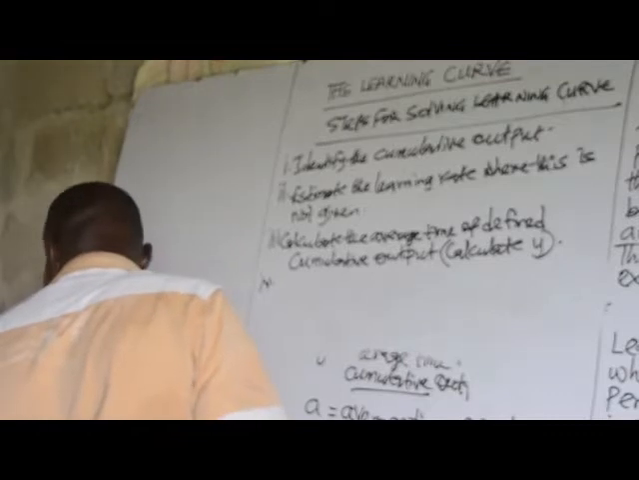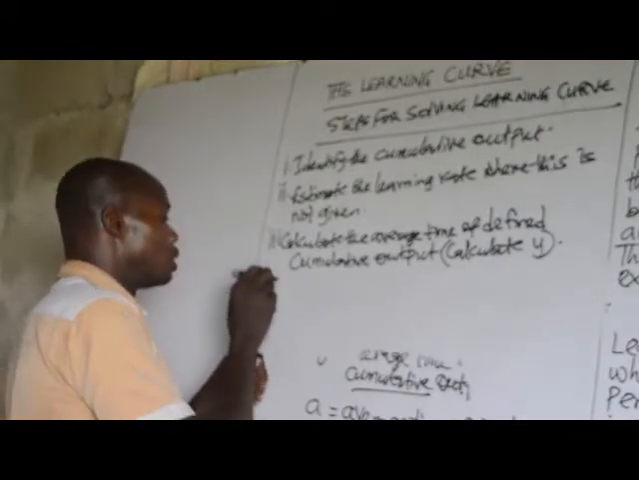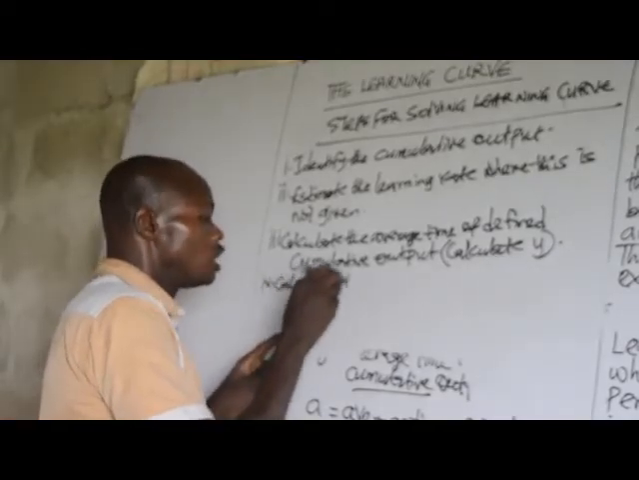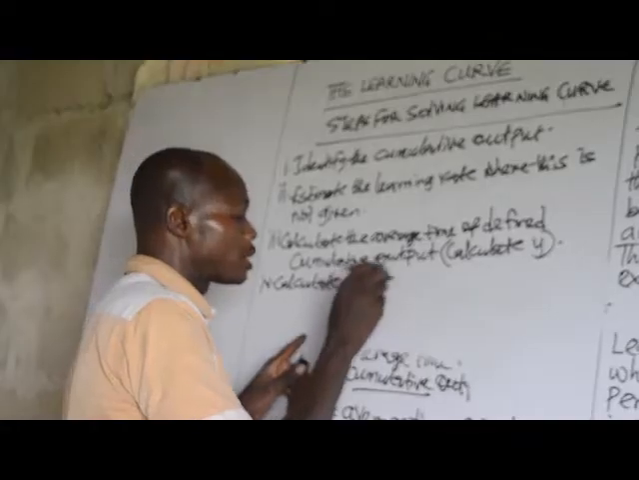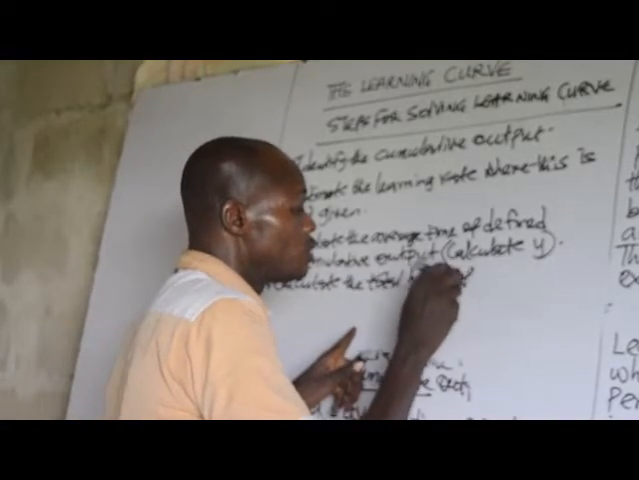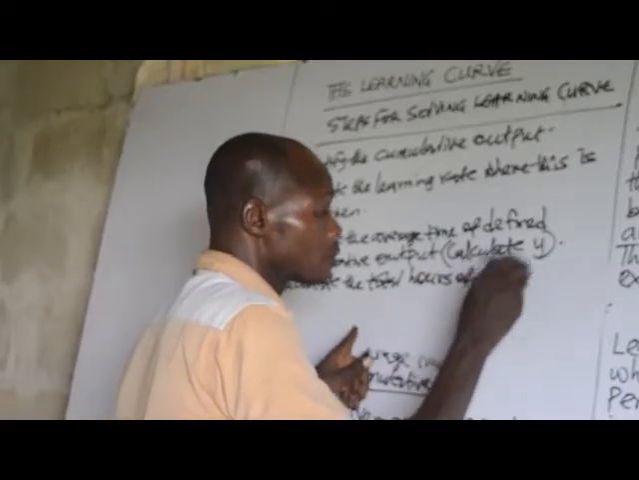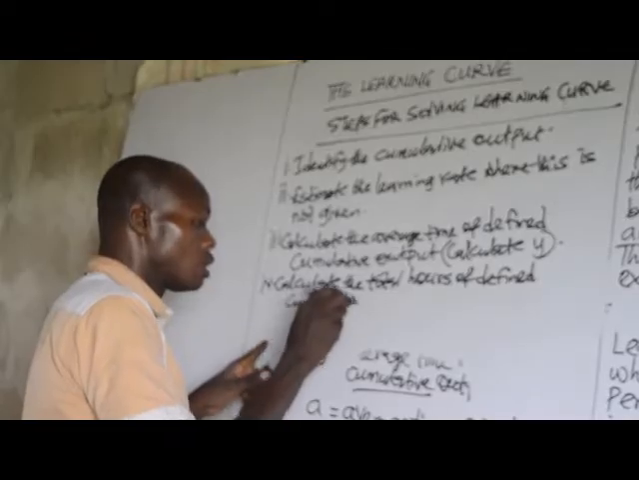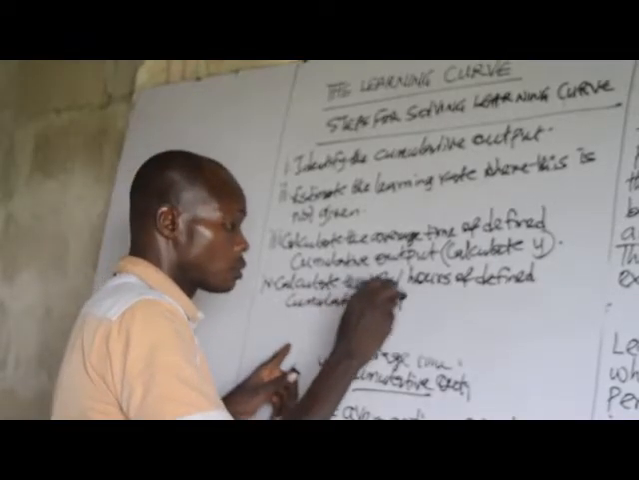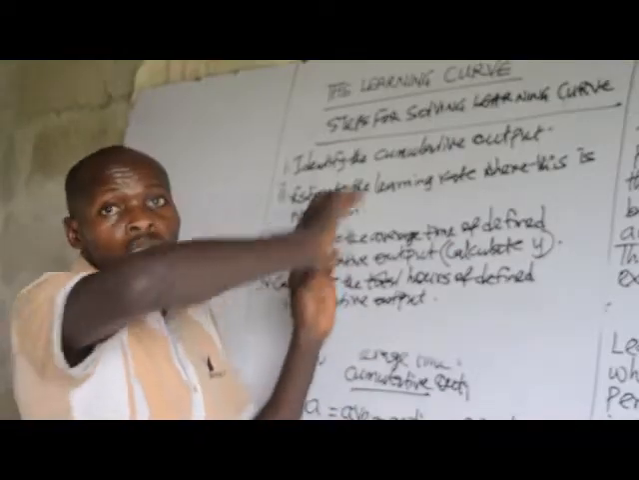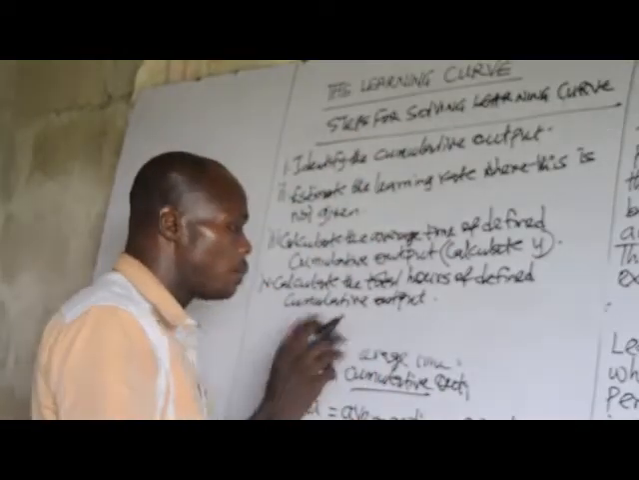Step 4 is to determine the total labor hours of the defined cumulative output. Calculate the total hours of the defined cumulative output. To calculate the total hours, that is, to produce the total output, how many hours will be required?